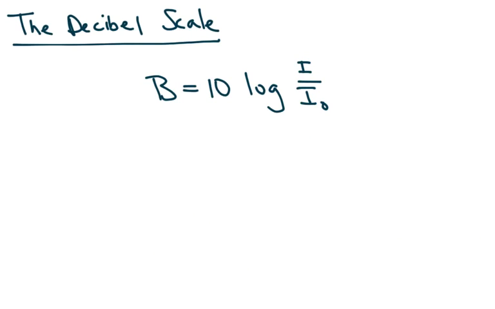The last log scale that we're going to talk about is the decibel scale. That's the level of sound that we hear. So some things can be very quiet, like a butterfly's wings flapping, or something can be really loud, like a jackhammer. The equation is B is equal to 10 times the log of I over I naught, where I is the intensity of the sound level, and I naught is a barely audible sound. So I naught is going to be 10 to the negative 12th watts per meter squared.